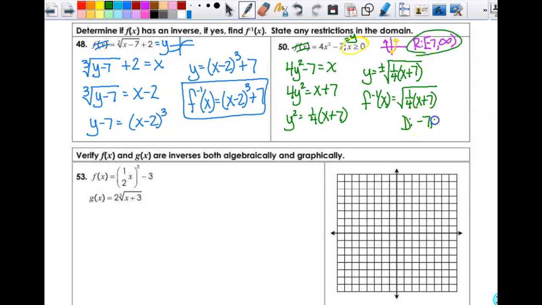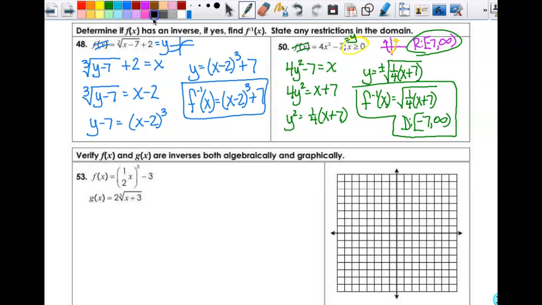Then I do have a domain restriction, and that comes from the range up here, -7 to infinity. And hopefully that should make sense to you, because I have to start at -7. If I substituted in a -8, I'd have a -1 times 1/4. Then I'd have a negative number under here, and that's not going to give me a real number. So that's why that domain restriction is important.